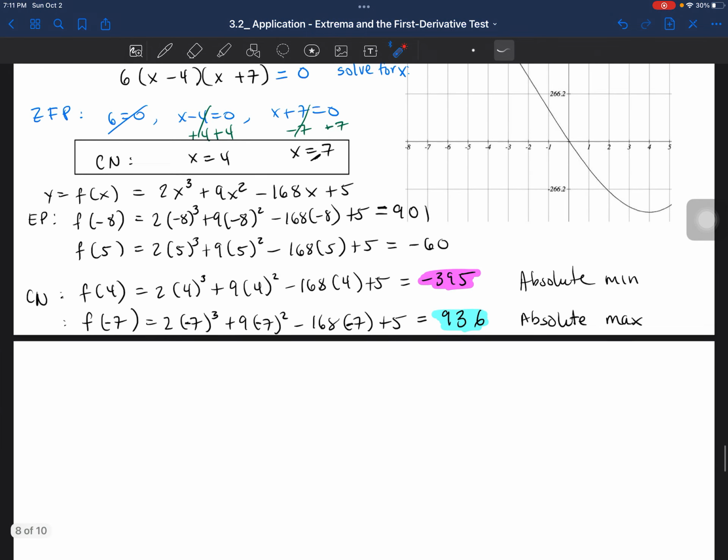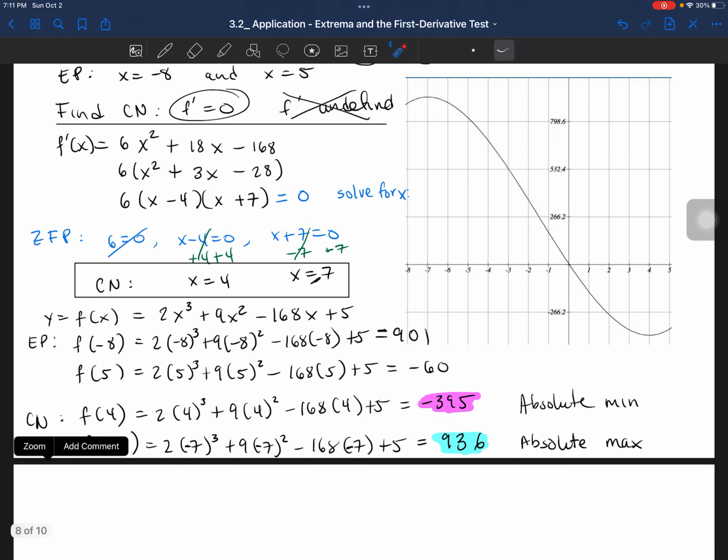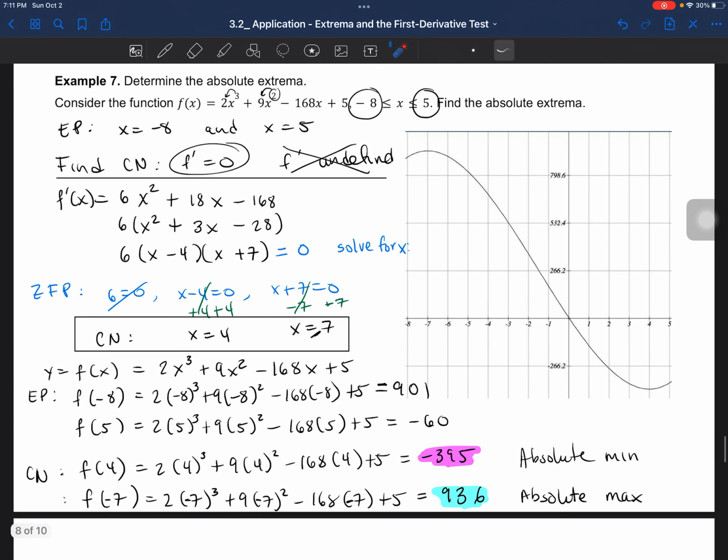I hope that you guys found this helpful. I think this is a pretty nice approach. Just a quick recap: find the critical numbers and test them along with the endpoints in the original function. You don't have to actually find the local max and local min.